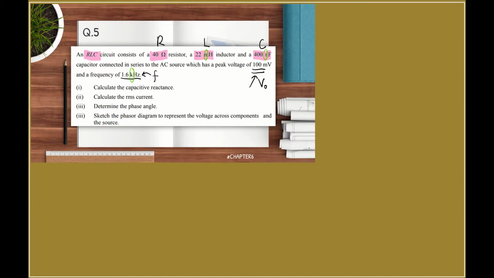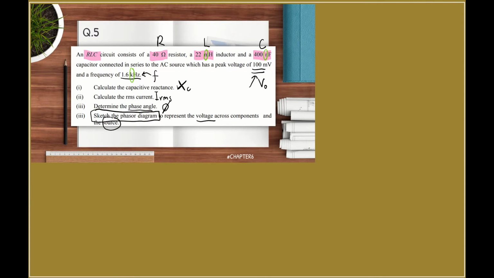The first question is to calculate the capacitive reactance, XC. Second question, the RMS current, root mean square current. The third question, the phase angle phi. And the last question is to sketch the phasor diagram, representing the voltage across the components and also the source.